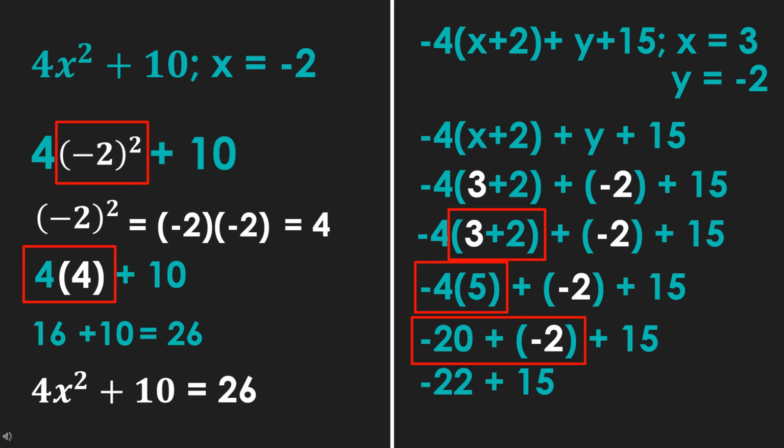And we are now adding two integers of different signs. And yes, obviously, we have 0 pairs here. And to be exact, we have 15 0 pairs. And by taking out the 15 0 pairs, the answer will turn out to be negative 7. Thus, negative 4 times the quantity of x plus 2 plus y plus 15 is negative 7 whenever x is 3 and y is negative 2.